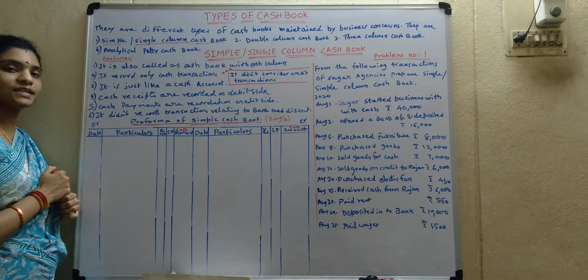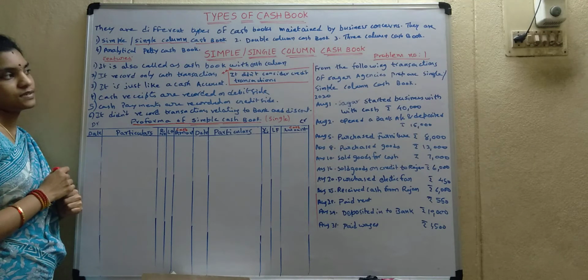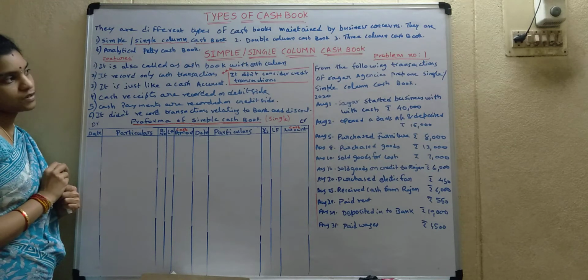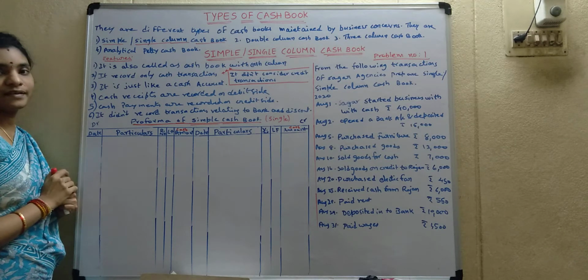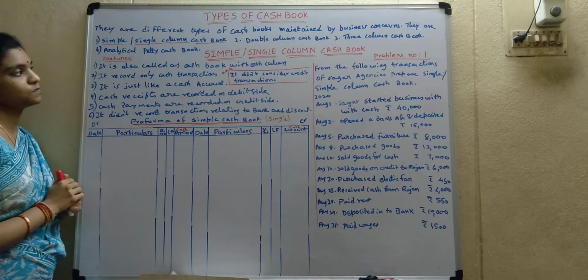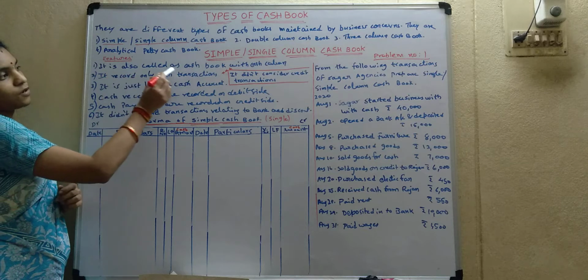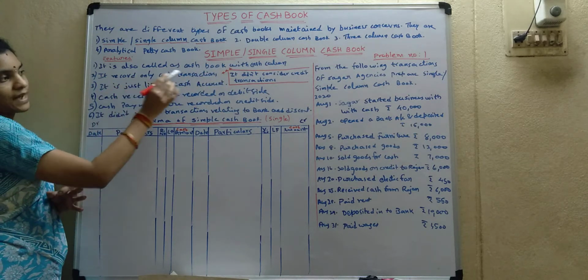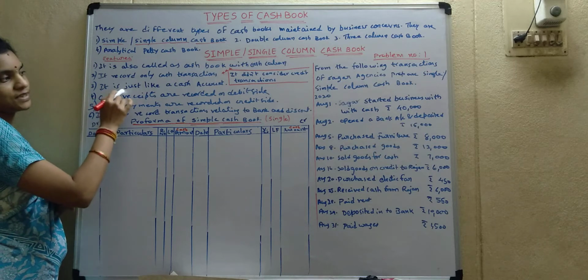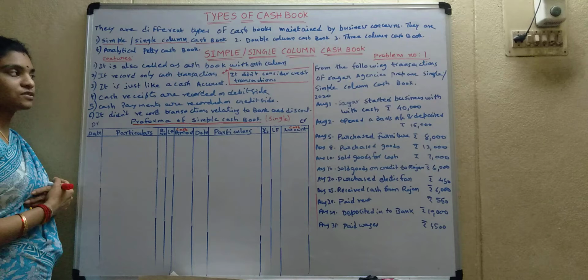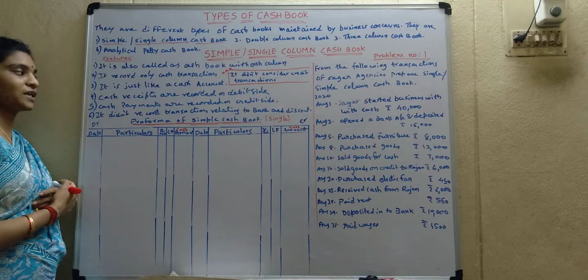As in the last class also we learned, we need not maintain a cash account if we maintain a cash book. So it is also called a cash book with cash column. It records only cash transactions. It is just like a cash account. In the last class also we discussed it.